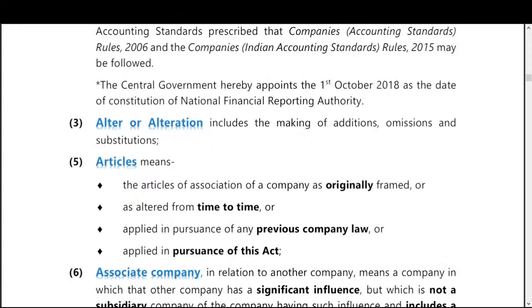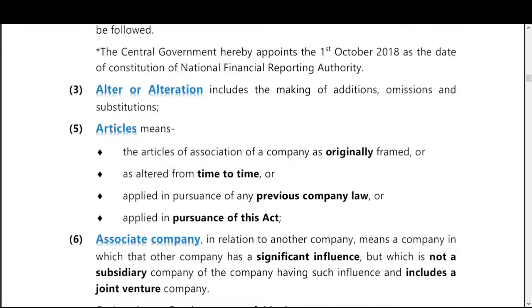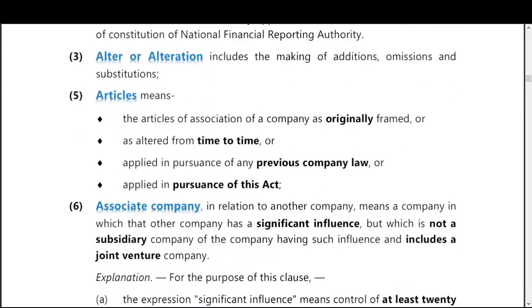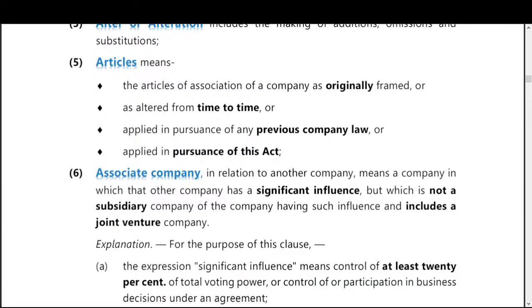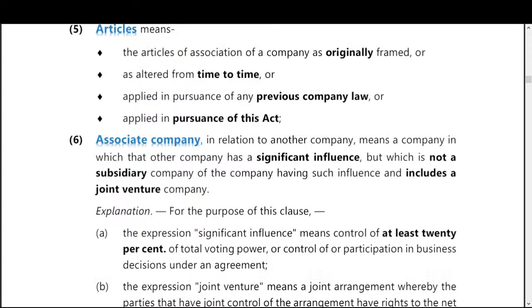Article means the articles of association of a company as originally framed or as altered from time to time or applied in pursuance of any provision of law or applied in pursuance of this Act. Associate company, in relation to another company, means a company in which that other company has a significant influence, but which is not a subsidiary company of the company having such influence, and includes a joint venture company.